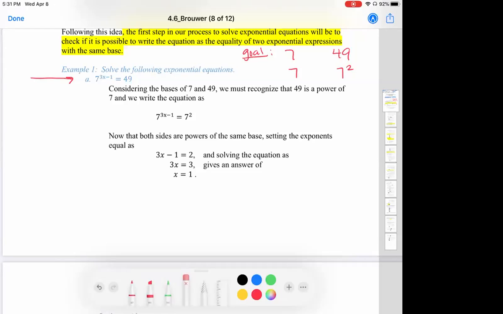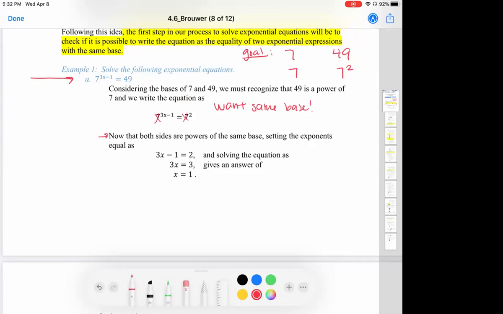All right, so let's go ahead and continue with our example A. I have 7 with an exponent of 3x minus 1 is equal to 49. Considering the bases of 7 and 49, you must recognize that 49 is a power of 7. And we write the equation as 7 with the exponent of 3x minus 1 is equal to 7 squared. So notice how we wrote that 49 to be 7 squared. That's your goal. You want to have the same base. That's the whole point of this. Okay, once I achieved the same base, I can go ahead and ignore it. Just erase it from your problem.